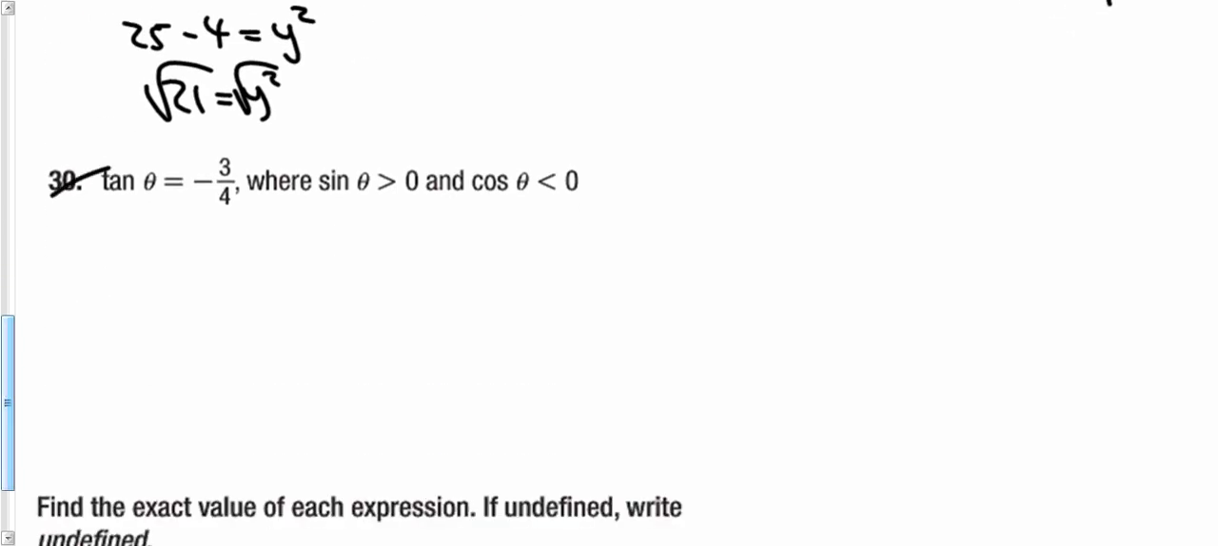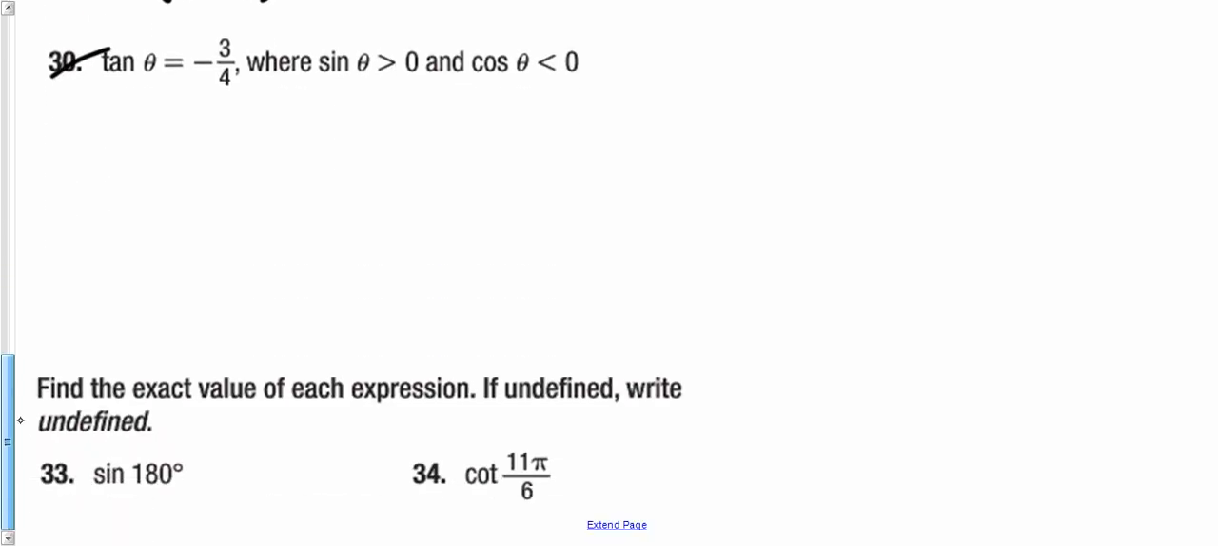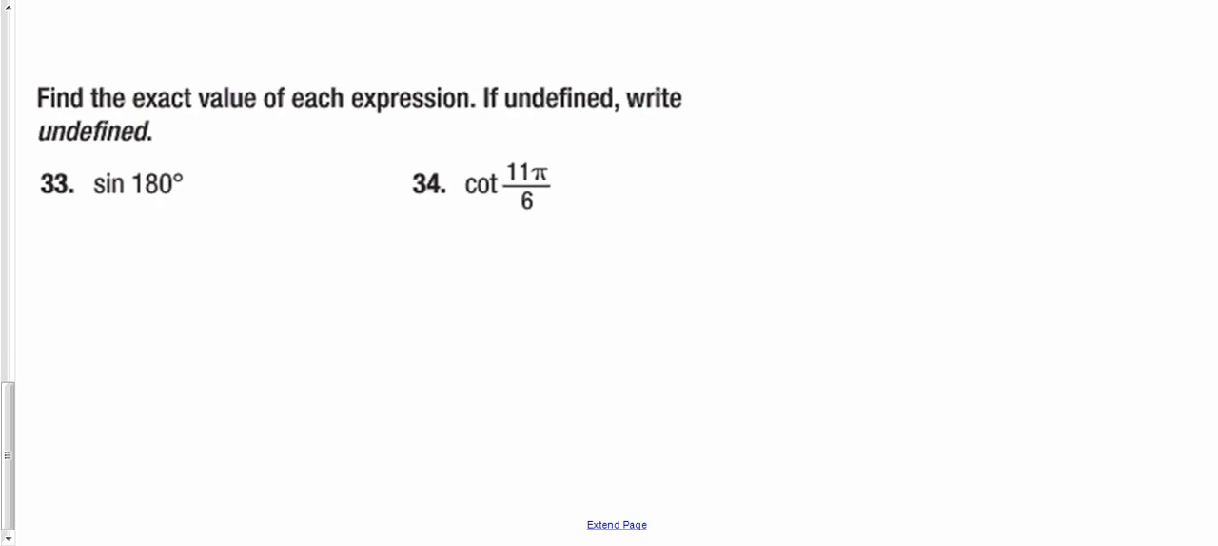30, I'm going to skip. It's the same as 29. Find the exact value of each expression. If undefined, write undefined. So for these, we basically just have to figure out, using the unit circle, what is the sine of 180? Well, realizing that sine is going to be your y coordinate, the sine of 180 is going to be 0.